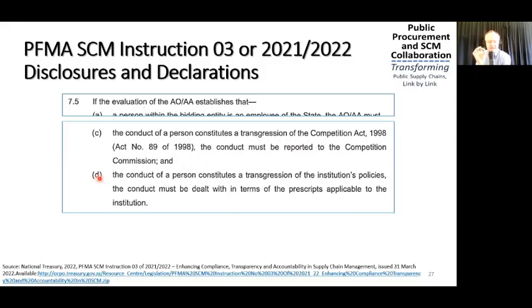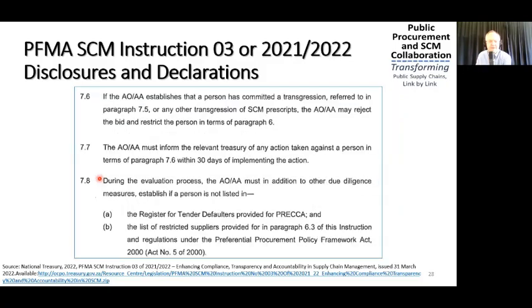I still have to get my mind around this one. If somebody transgresses your policy, the conduct must be dealt with in terms of the prescripts applicable to the institution. Maybe somebody can unpack that for us.